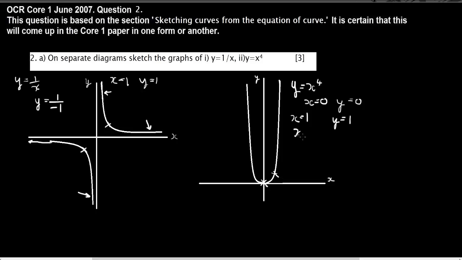x equals minus 1, y equals plus 1. Then as x gets bigger, y gets bigger and bigger. So for instance, when x is 2, we can see that y is 2 to the power 4, which is 16, up here somewhere. When x is minus 2, y is 16. And when x is 3, we can see that y is 81. So we've got this curve here. So that's the curve of y equals x to the power 4.